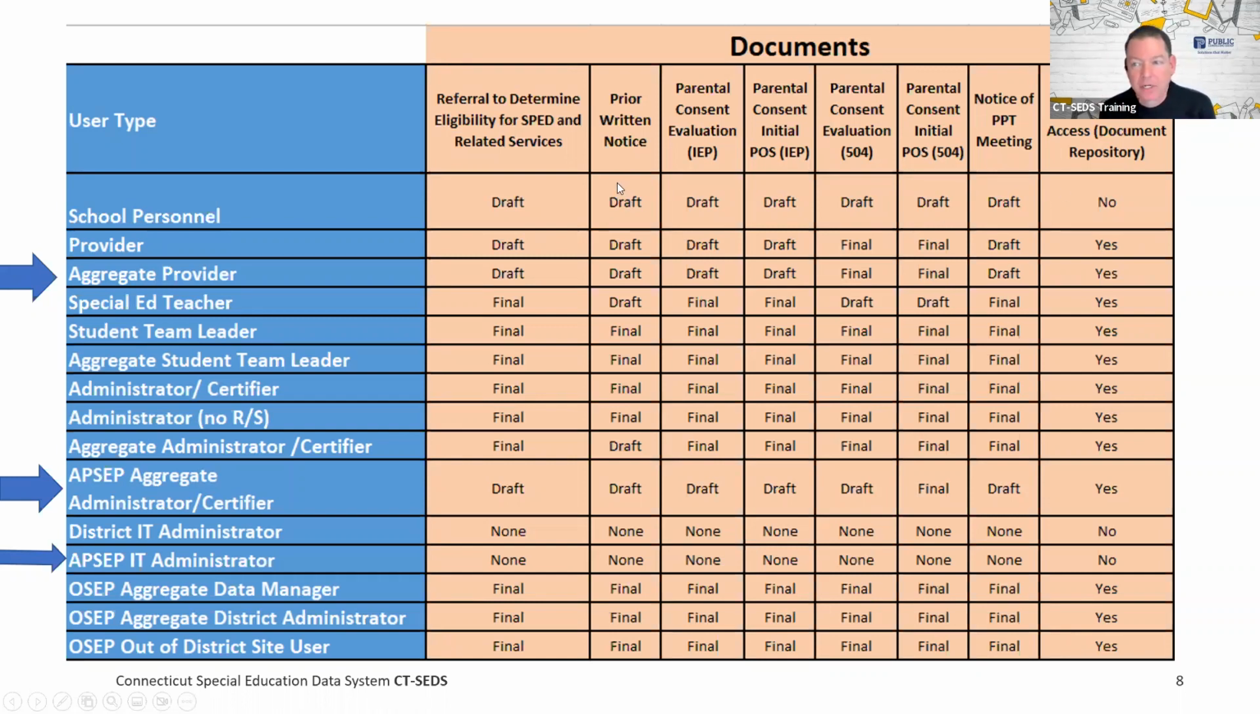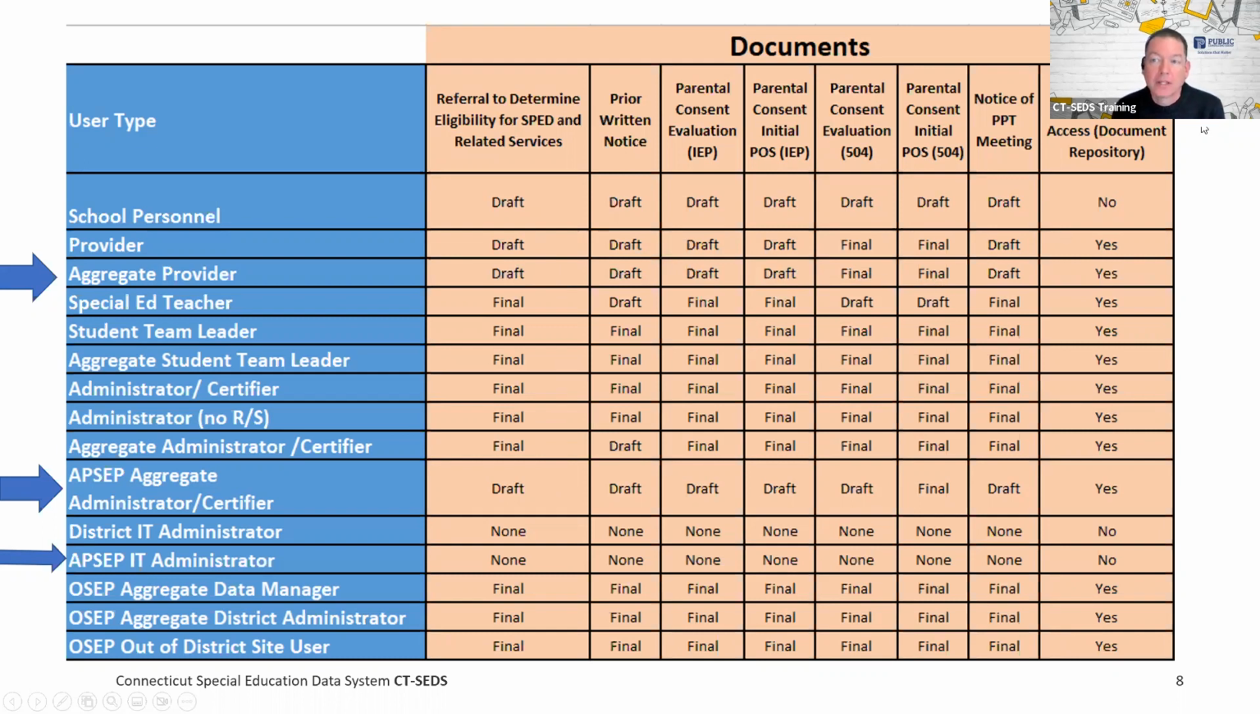You can see down the column whether or not people have the ability to create drafts or finals. This is what I was speaking about just a little bit ago. Most of your users have the ability to contribute to and create drafts of many of the documents. For some of the documents, you can create a final of those documents.